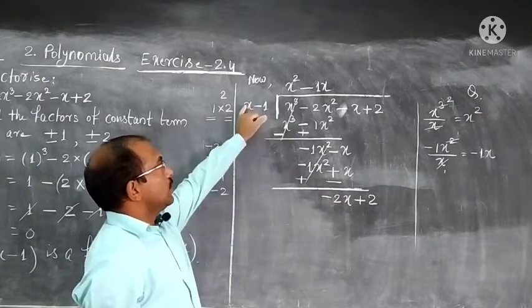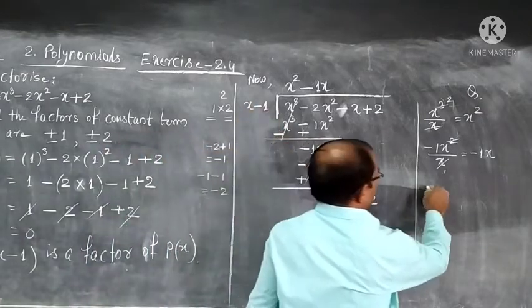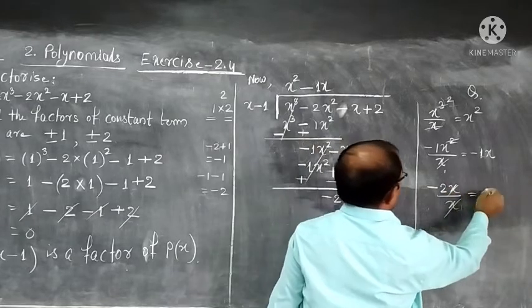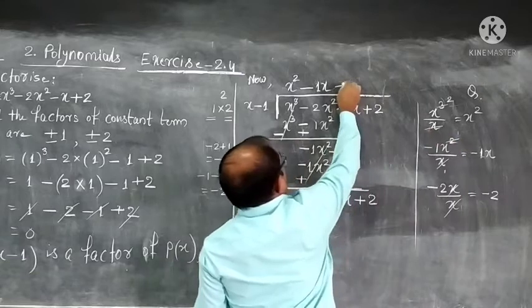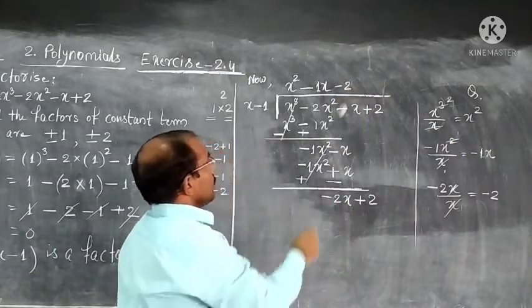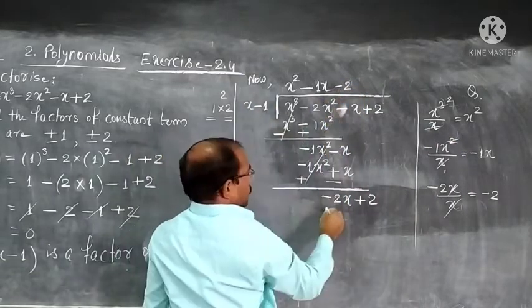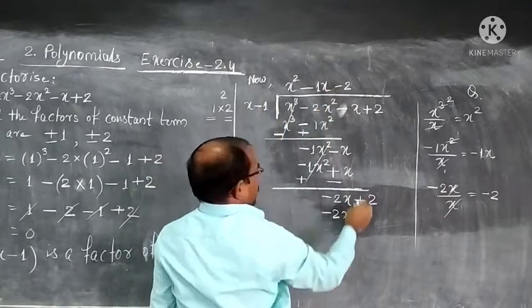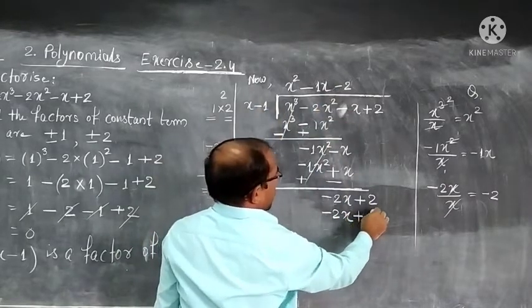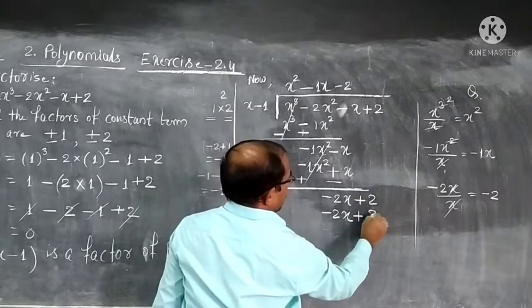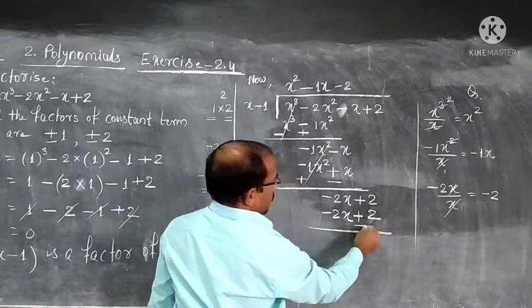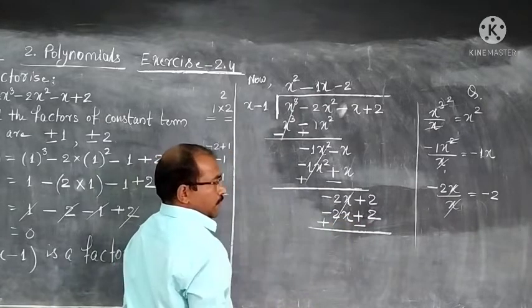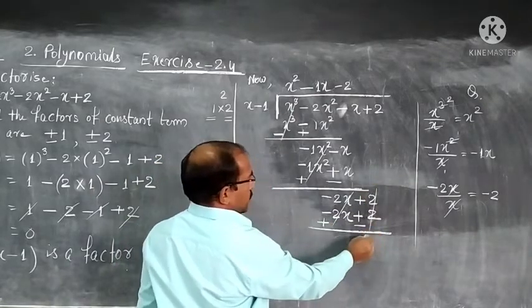Minus 2x divided by x. Surely x cancels, remaining minus 2. So this is minus 2. x into minus 2 is minus 2x. Minus 1 into minus 2: minus times minus is plus, 2 ones are 2. This will change to plus. Plus 2x minus 2x, plus 2 minus 2, remainder is 0.